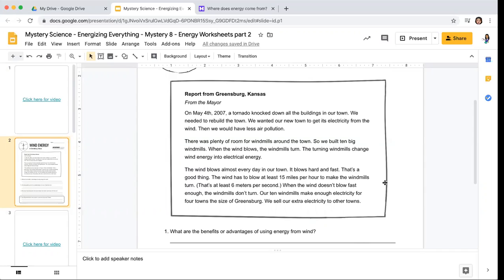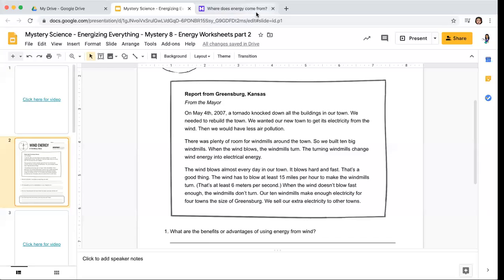That's a good thing. The wind has to blow at least 15 miles per hour to make the windmills turn. That's at least 6 meters per second. When the wind doesn't blow fast enough, the windmills don't turn. Our 10 windmills make enough electricity for 4 towns the size of Greensburg. We sell our extra electricity to other towns.